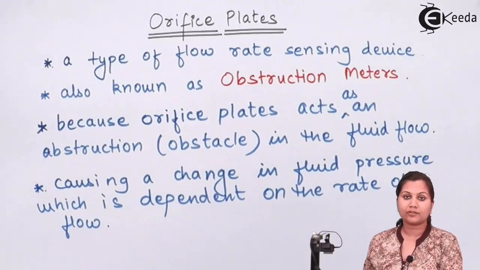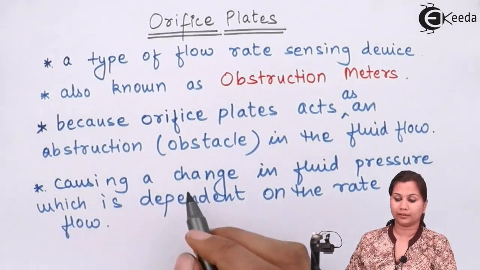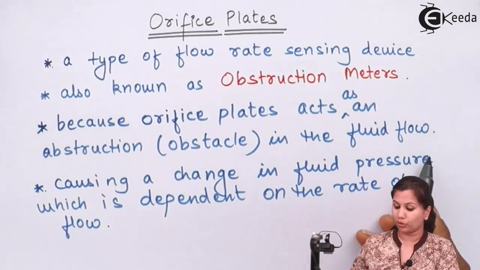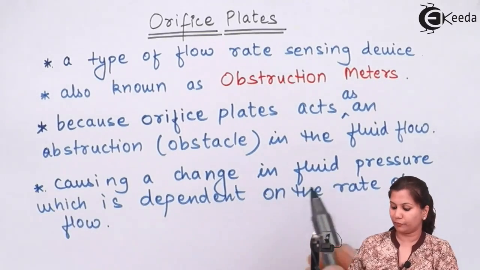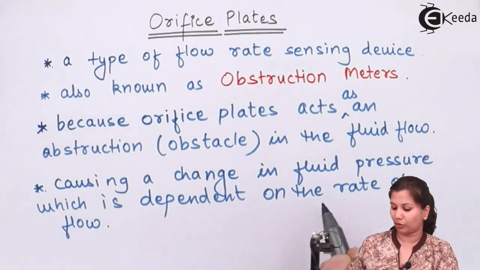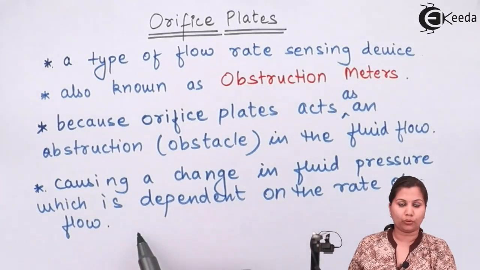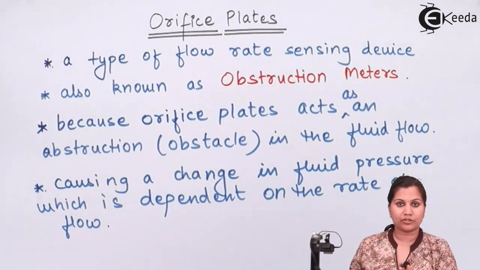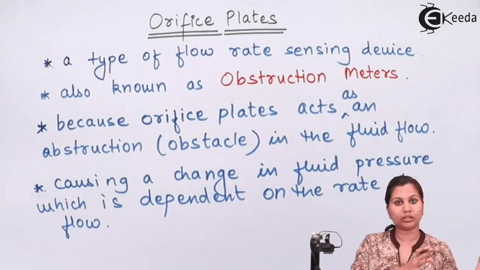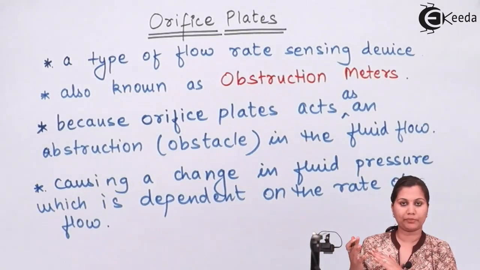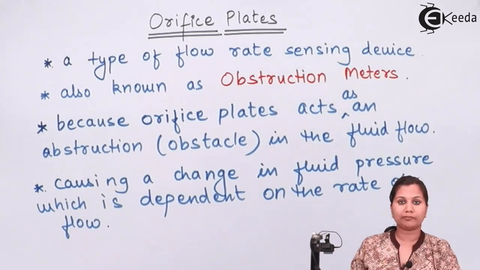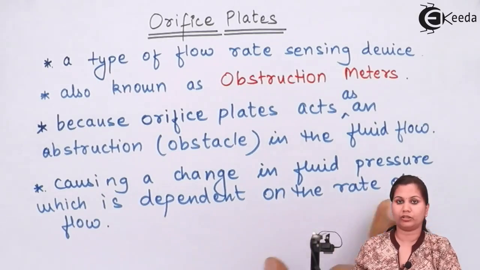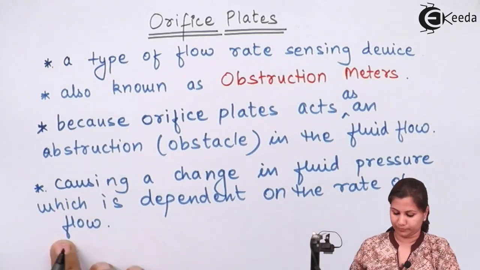Due to the presence of an obstacle in the path of the fluid flow, there is a change in the fluid pressure, and this change in fluid pressure is dependent on the rate of the flow. So by measuring the pressure before the obstruction and after the obstruction, we can measure the pressure difference, and by measuring the pressure difference we can find out the rate of the flow.